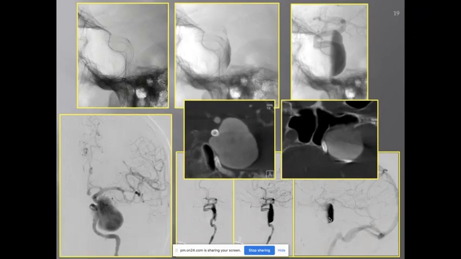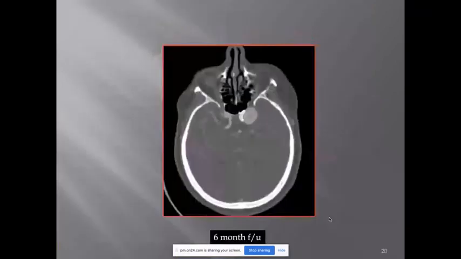So I'm high-fiving, I'm like, wow, okay, I really know what I'm doing. I was able to loop around this giant aneurysm. I was able to deploy this long Pipeline Classic device. I'm super happy. I'm done. I get the follow-up CTA in 6 months, and the aneurysm still fills.